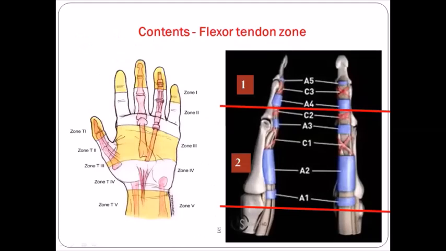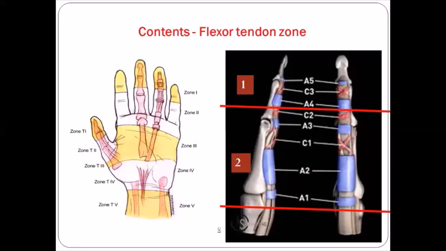Now here we can see the contents based on the zone. In zone 1, there are 3 pulleys present: A4, C3, and A5. It is important for us to understand this because when the patient is referred to you, it will be referred as a patient having a zone 2 injury or zone 1 injury. So you must understand what components are involved in that zone. It will help you to prepare the protocol post-operatively.